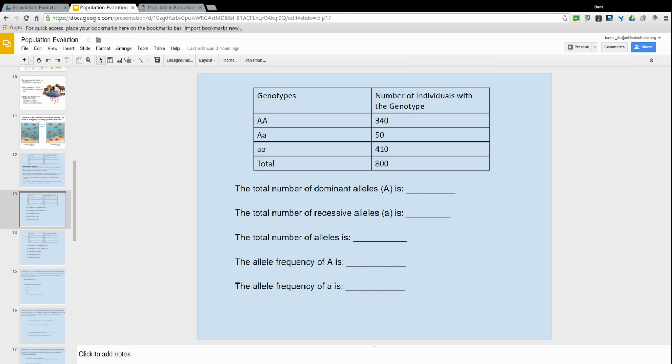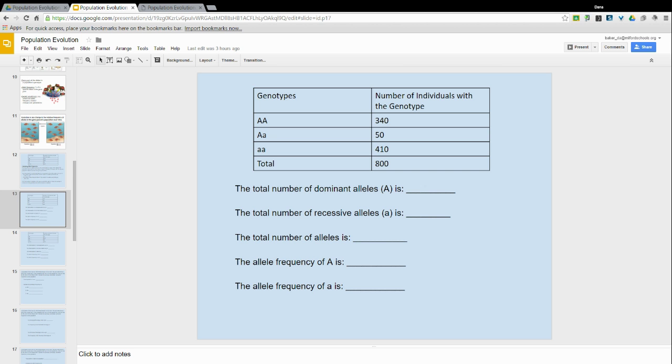That is because these 180 individuals all have 2 big A alleles. So you need to take that 180 and multiply it by 2, which is 360. That's the number of big A alleles that the homozygous dominant individuals have.